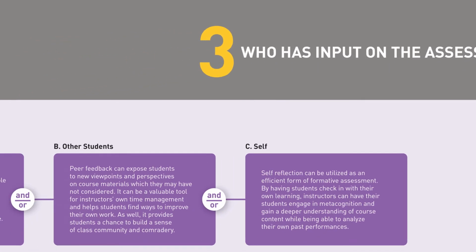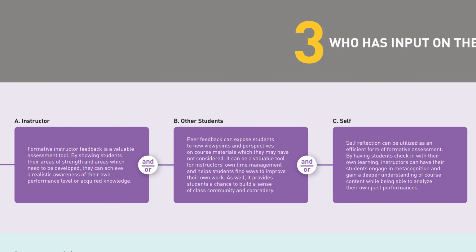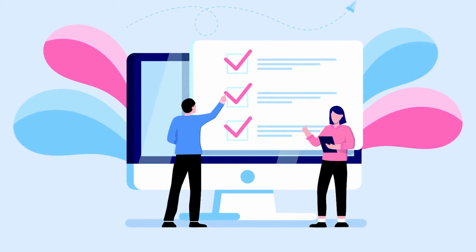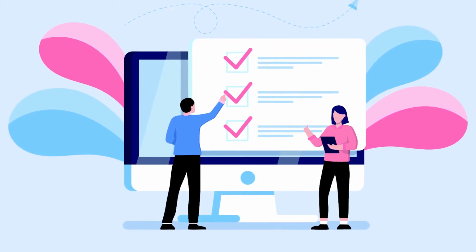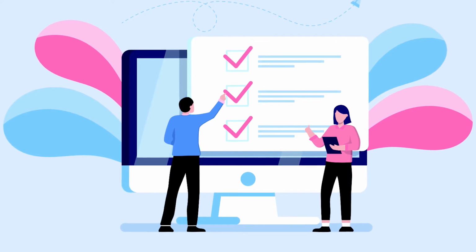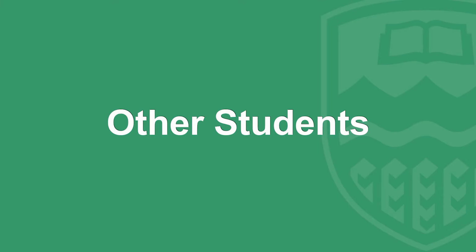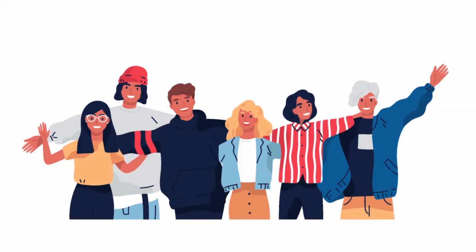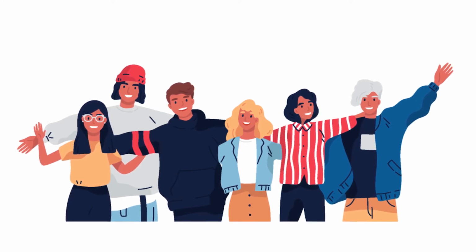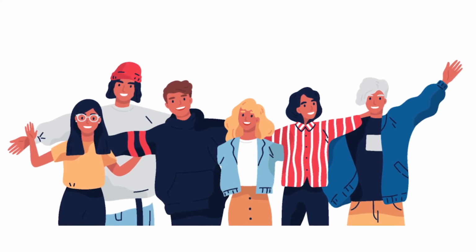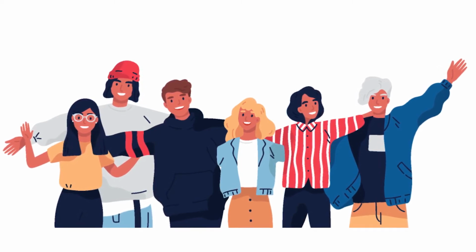So, who might be a source of formative assessment or feedback? The instructor. Formative instructor feedback is a valuable assessment tool. By showing students their areas of strength and areas which need to be developed, they can achieve a realistic awareness of their own performance level or acquired knowledge. Other students. Peer feedback can expose students to new viewpoints and perspectives on course materials which they may have not considered. It can be a valuable tool for instructors' own time management and help students find ways to improve their own work. As well, it provides students a chance to build a sense of class community and camaraderie.